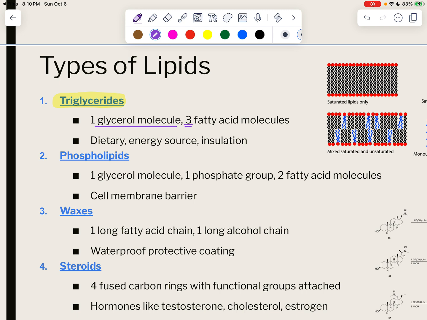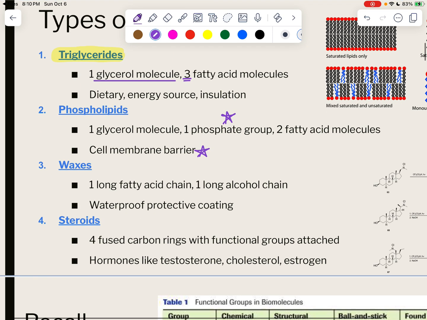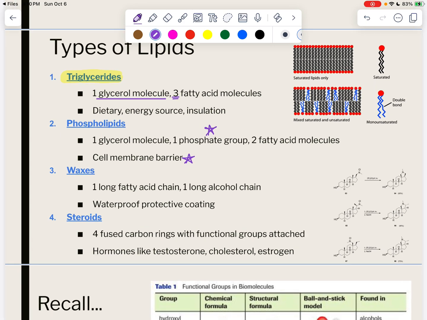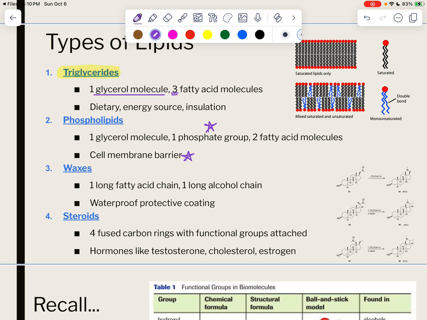Phospholipids are going to be those surrounding or encompassing cell membranes. Flexible fences, I like to call them. They're a cell membrane barrier. They're made up of glycerol molecules, phosphate groups, and 2 fatty acid molecules. If you recall, phosphate group is one of our functional groups that we need to know. Next are waxes. Waxes are going to be long fatty acid chains and long alcohol chains. They are waterproof and they provide a protective coating.